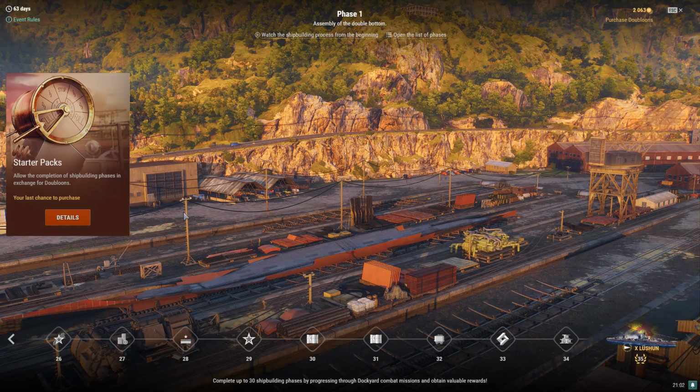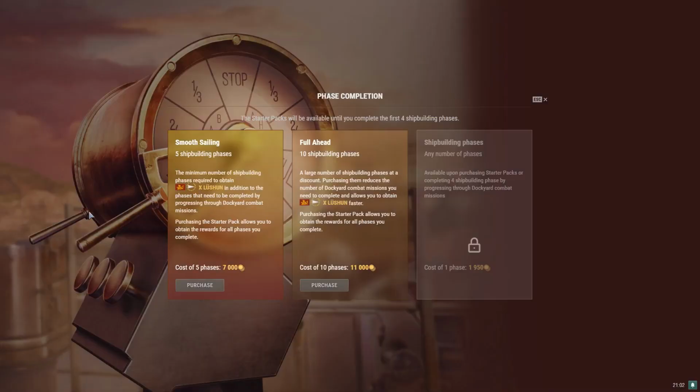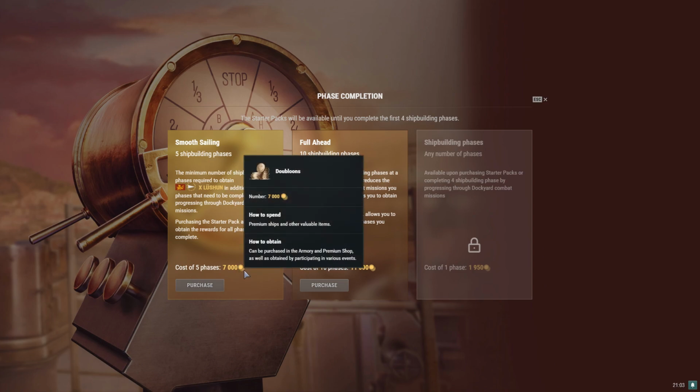So let's go ahead and now look at the starter packs. So some details here. There's two options you can get, and I'm going to talk about the increased cost of the shipbuilding phases compared to previous dockyard phases, or dockyards in general. Smooth sailing, so this is the minimal amount. This is the five shipbuilding phases, for 7,000 doubloons. If you waited to buy these later, so you go 1,950 times 5, it's going to cost you 9,750 doubloons. So you're saving 2,750 doubloons by buying the starter pack if you intend to pick up the ship.